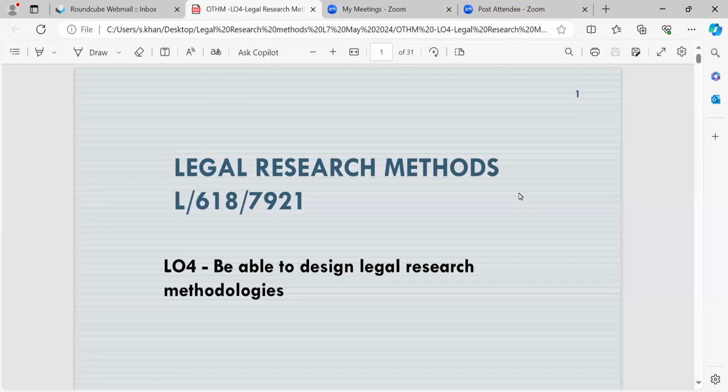So the last learning outcomes that we did were learning outcome 2 and 3 together, and then looking today at learning outcome 4. So I'll just give you a brief outline of what we did in learning outcome 2 and 3, so you've got a better idea, just a summary.